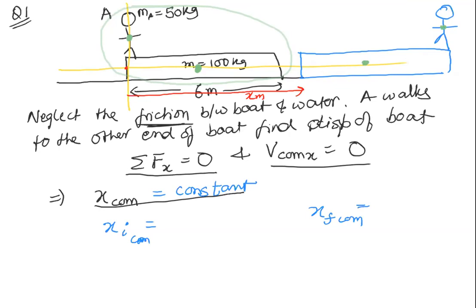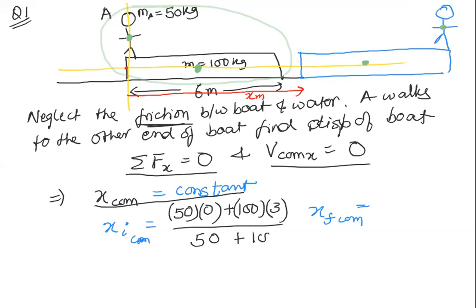So what is the initial x coordinate of the center of mass? Well, mass of man into the x coordinate of man. We are not interested in the y coordinate because the man is not going to jump up and down. He's simply walking along the boat. Plus mass of the boat into the x coordinate of the center of mass of the boat, divided by mass of the man plus mass of the boat.